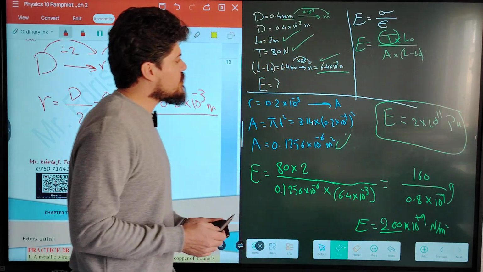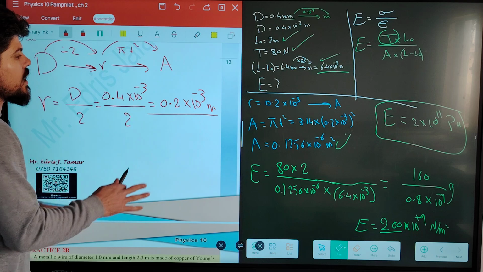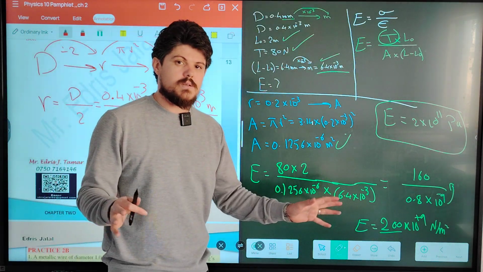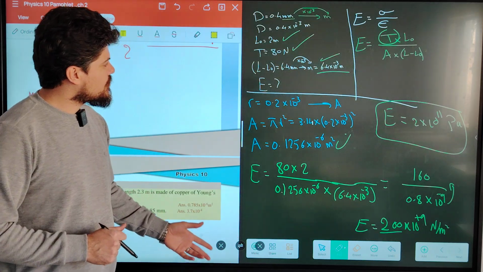What is the value of Young's modulus? 2 times 10 power 11 Pascal. In this way, you can determine the amount of Young's modulus. Okay? So you can screen this answer.